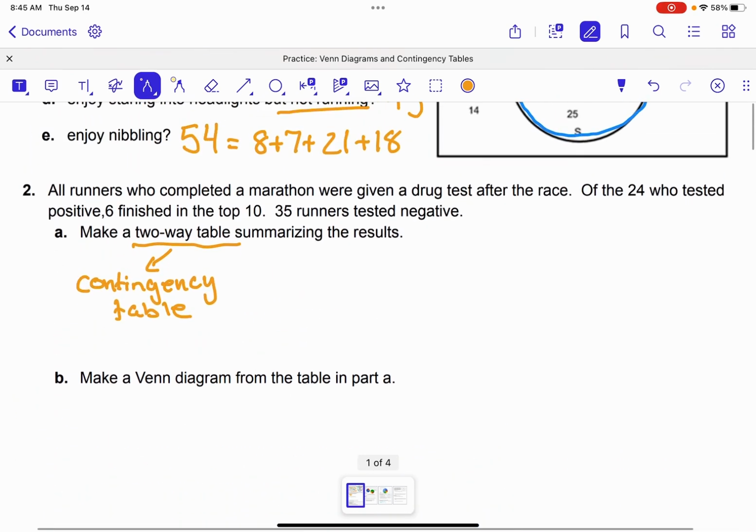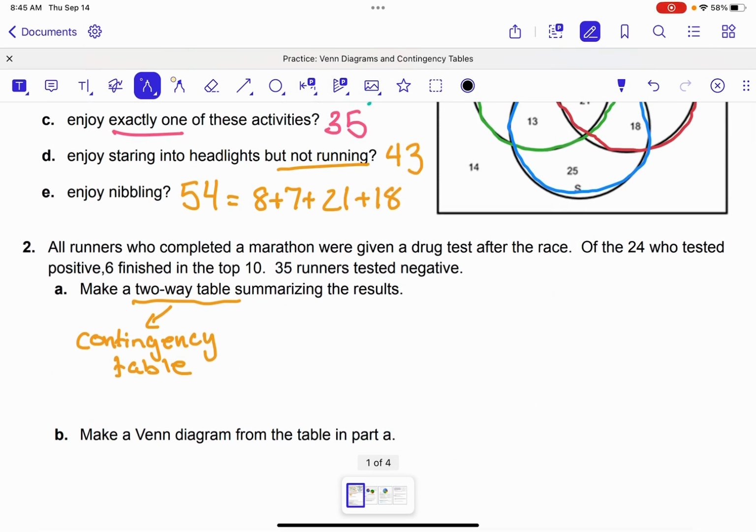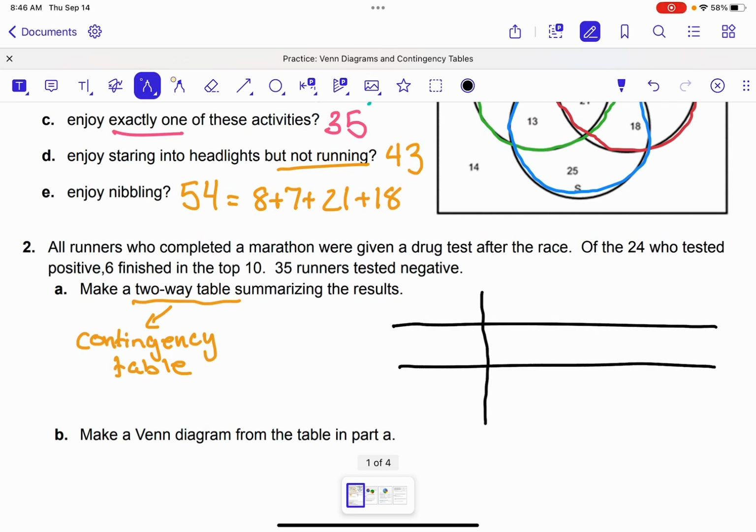Okay, so let's set up our contingency table first. I'm going to use black to make the table. So we have runners who completed a marathon and they were given a drug test. 24 tested positive, 6 of which finished in the top 10, and 35 runners tested negative. So if I'm looking at my quantities here, one of the things is just how they finished. So it's like the top 10 and then not in the top 10.